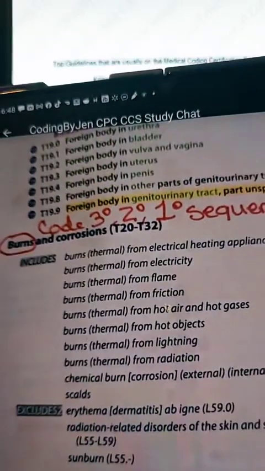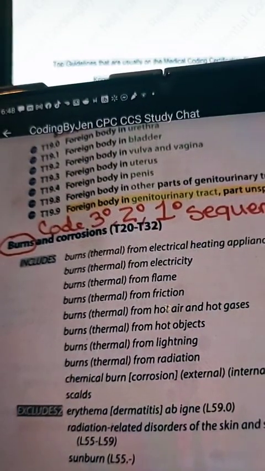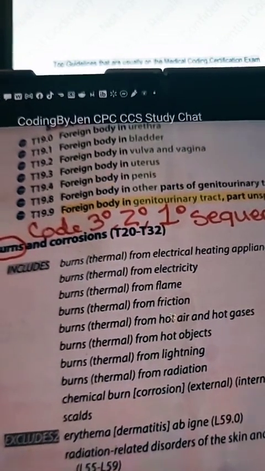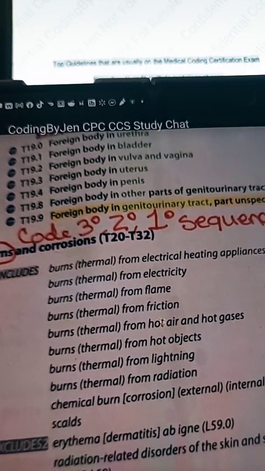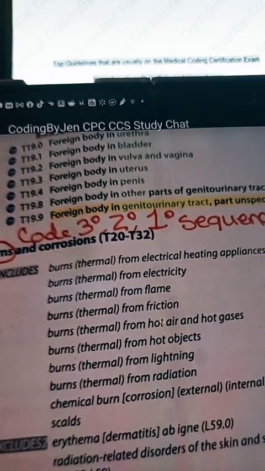Sequencing, stuff like burns. If you're doing burns, you need to make sure that you're coding your deepest degree burn first. So if they have third degree and second degree burns, you'll always code your third degree first.